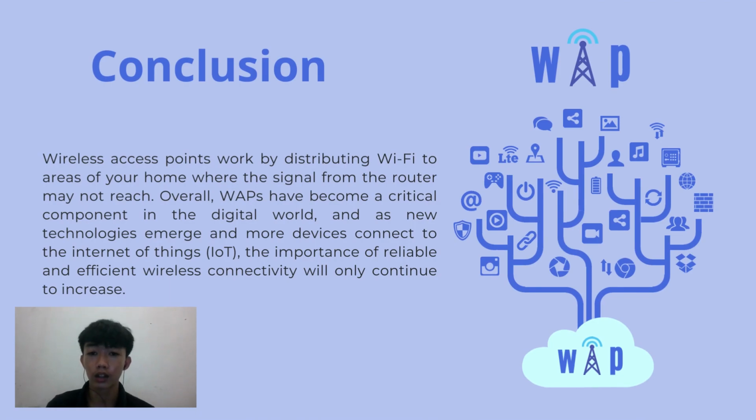Okay, we're now getting into the conclusion. A wireless access point works by distributing Wi-Fi to areas of your home where the signal from the router may not reach. Overall, WAPs have become a critical component in the digital world, and as new technologies emerge and more devices connect to the Internet of Things, the importance of reliable and efficient wireless connectivity will only continue to increase.